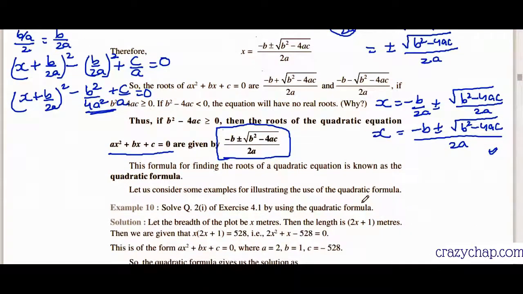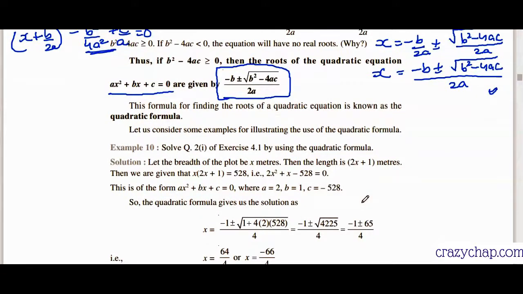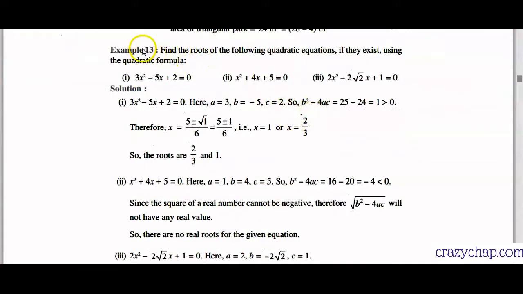Now we'll be using the quadratic formula. You need to memorize this. Let's have a look at example 13. Question is, find the roots of the following quadratic equation if they exist using the quadratic formula. So yes, in this example we have to use the quadratic formula. Let's solve the second part.